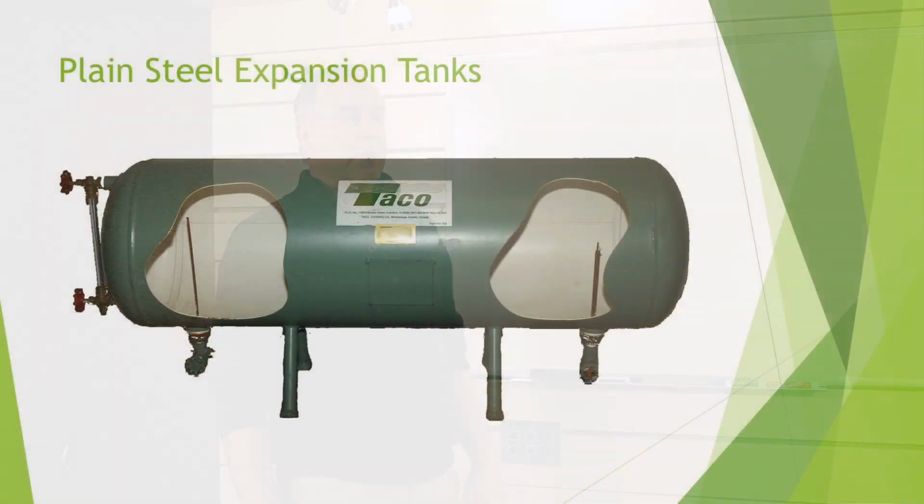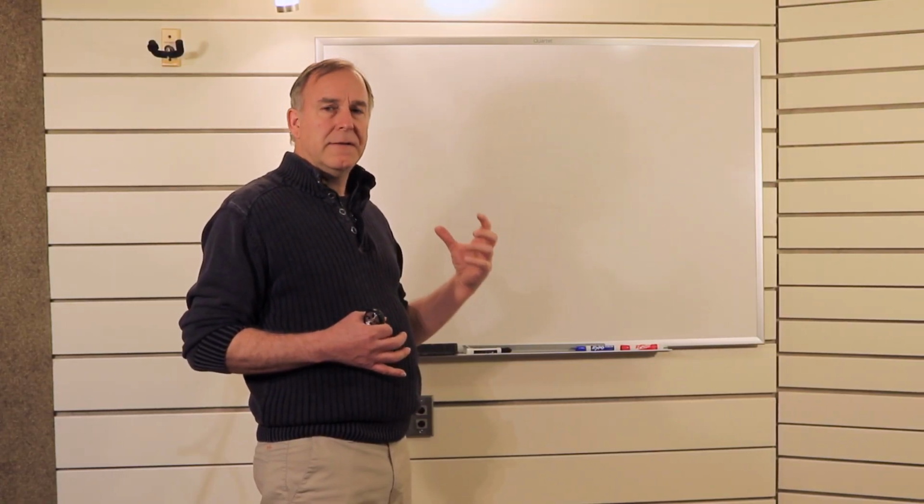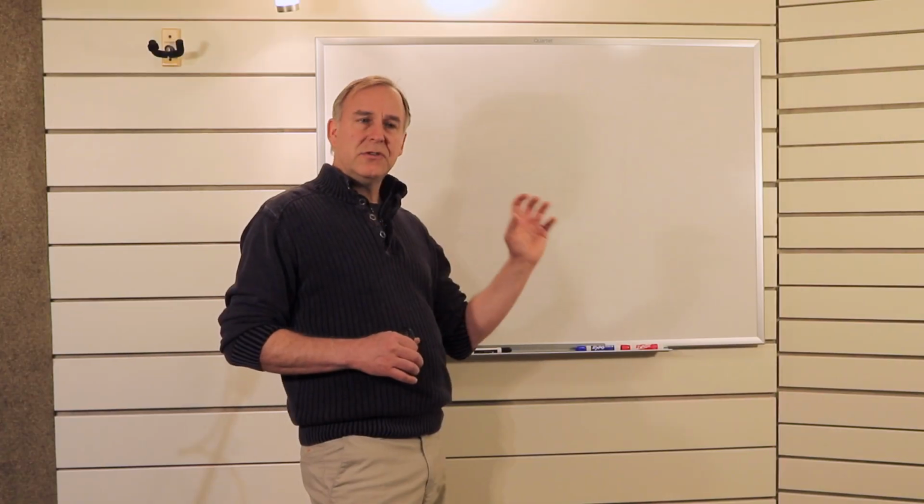So here's an example up on the screen of a plain steel style expansion tank. And the first thing you want to be able to do is identify what type of tank you're looking at when you're out in a system or looking at a boiler room. There's a number of clues that'll tip you off that you're looking at a plain steel tank. The first is the location of that tank. Plain steel tanks are always located up in the system. They're typically above another important component in the hydronic system, and that is the air separator. So that's your first clue.